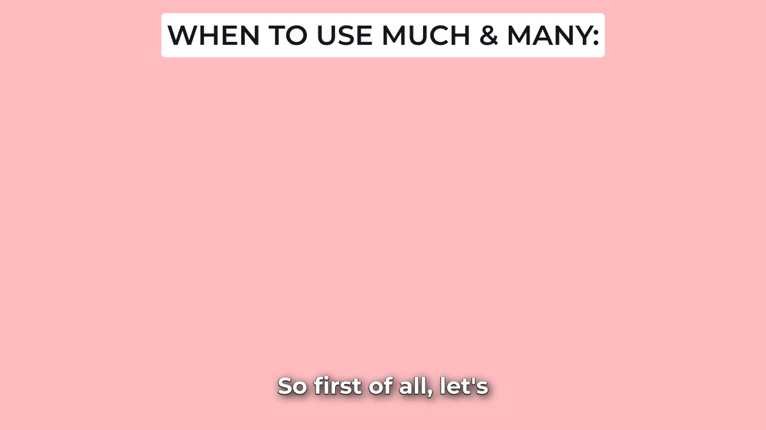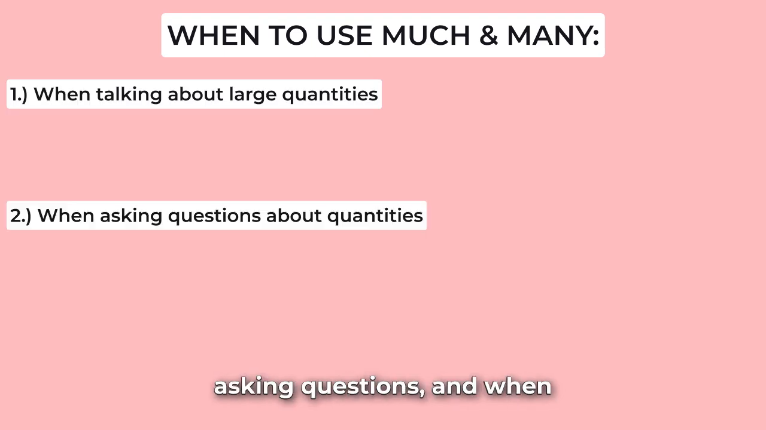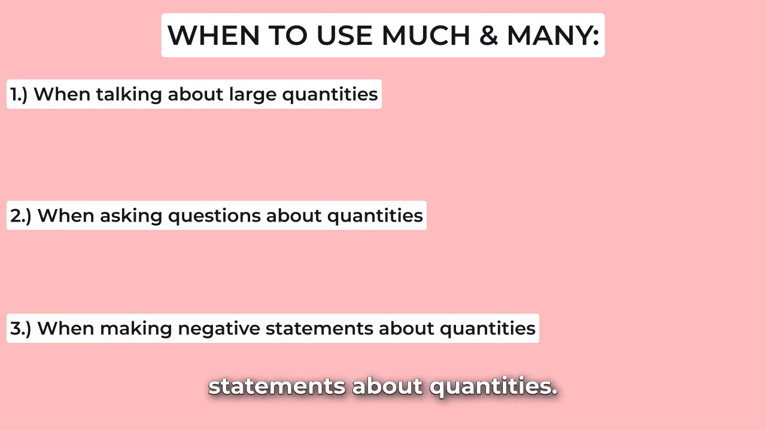So, first of all, let's talk about when we use much and many. And there are three main situations here: when we're talking about large quantities, when we're asking questions, and when we're making negative statements about quantities.